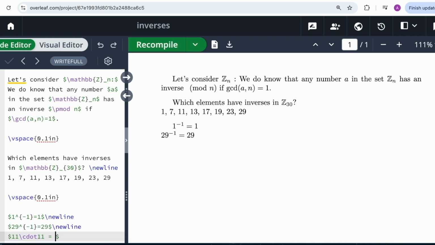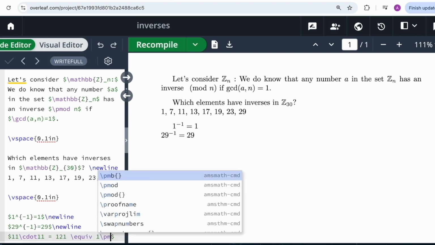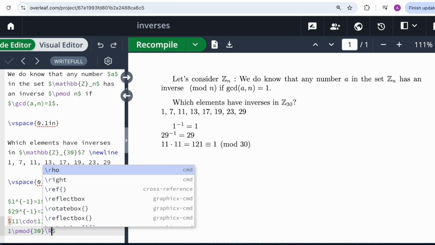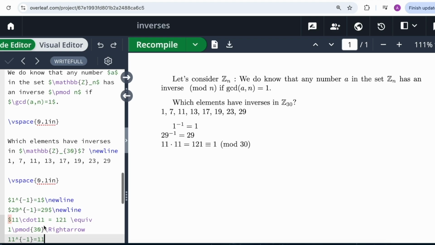Maybe 11. 11 times 11 is 121. And 121 is 4 times 30 plus 1. Like 30 goes in 4 times and we have a remainder of 1. So 11 is also its own inverse.